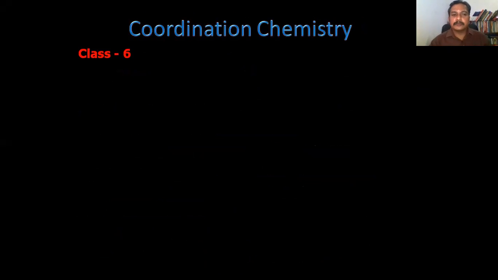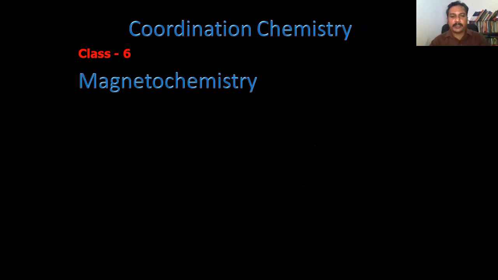In previous classes, class 1 to 5, I explained the introduction to coordination complexes, then d-block elements, that is transition metals, then ligands, strong field ligands and weak field ligands, then types of magnetic behaviors: paramagnetic, diamagnetic, ferro, antiferro, and ferrimagnetic properties.